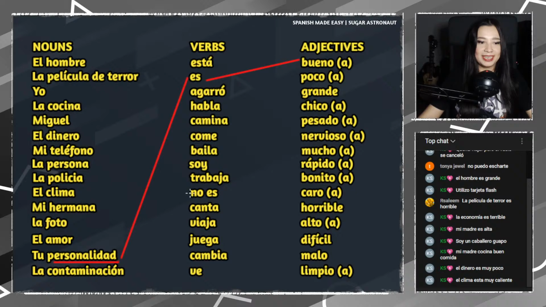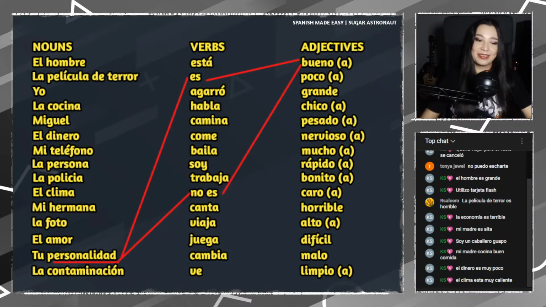Or the opposite, tu personalidad no es buena. Your personality is not good. Okay? So that's pretty much it for personality.